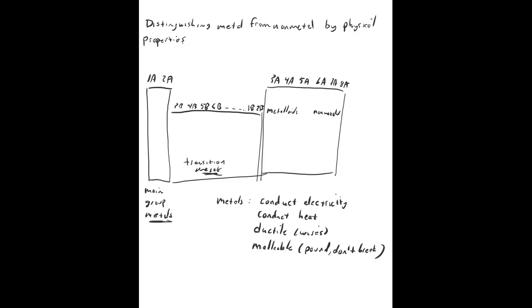The nonmetals are the opposite. The nonmetals do not conduct electricity very well, so we don't make wires out of nitrogen. They don't conduct heat, so we don't make cooking pans out of oxygen. They are not ductile. If you pound on them, they tend to break, or they're gases to begin with. And they're not malleable, okay? So you can't do that. You can't pull on them or break or pound on them.